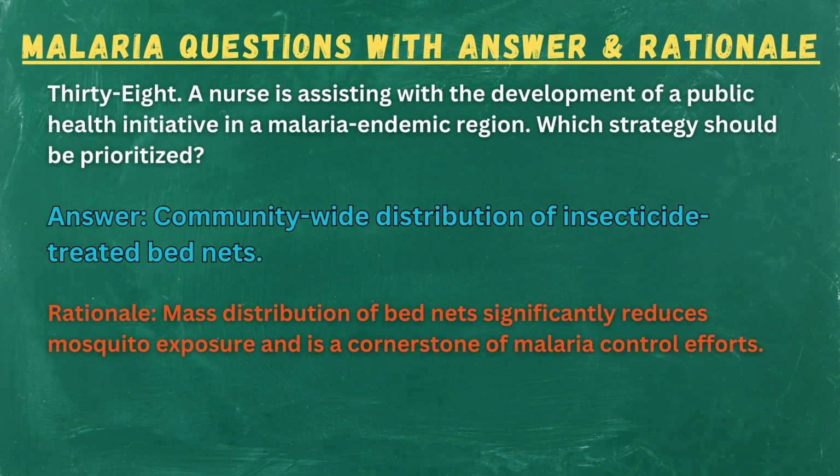38. A nurse is assisting with the development of a public health initiative in a malaria endemic region. Which strategy should be prioritized? Answer: Community-wide distribution of insecticide-treated bed nets. Rationale: Mass distribution of bed nets significantly reduces mosquito exposure and is a cornerstone of malaria control efforts.